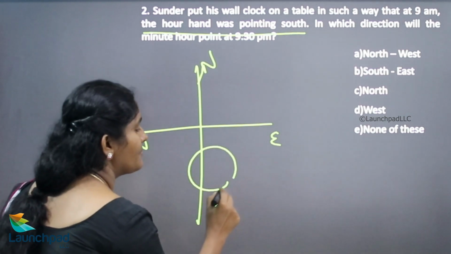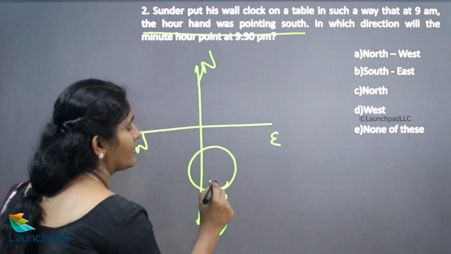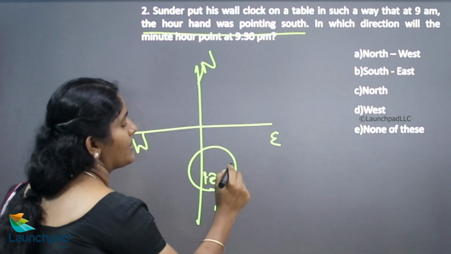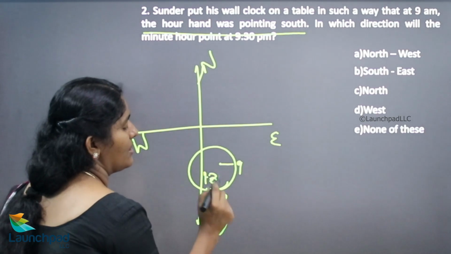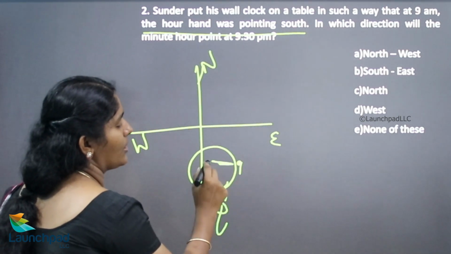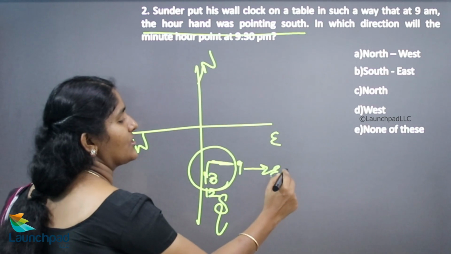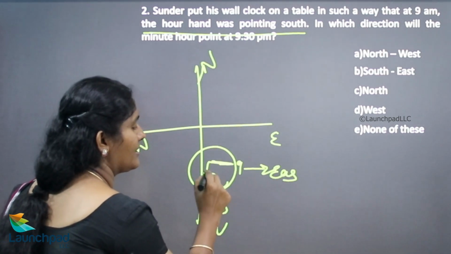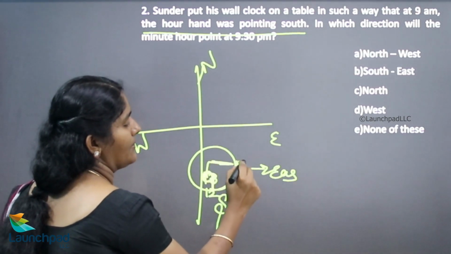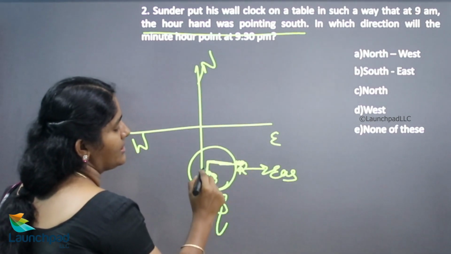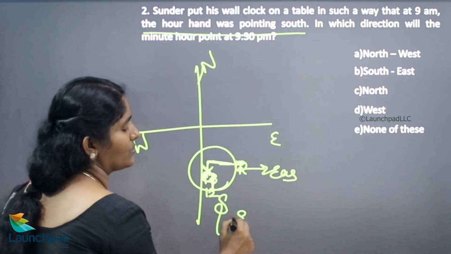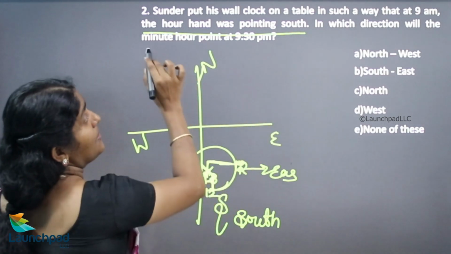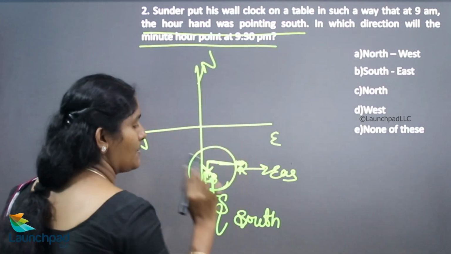So listen, this is the 9 o'clock, and this is 12. I am writing this is 9 and this is 12. So imagine this is the 9 o'clock, it would show the east direction, so I can rotate the watch. If it is 9 here and this is your 12, at 9 o'clock the hand is facing south. Am I right? Yes. Now, in which direction will the minute hand point at 9:30 p.m.?